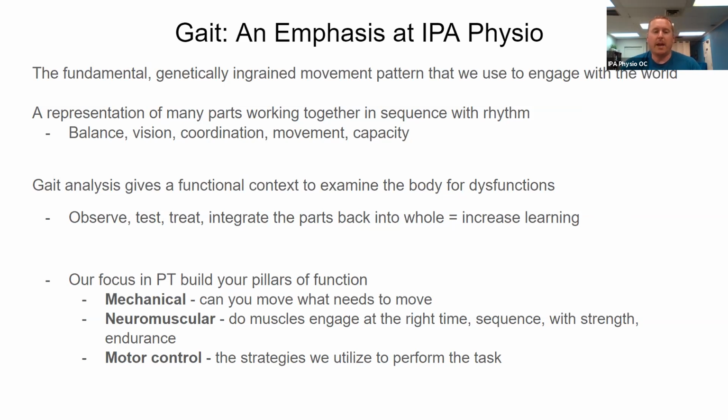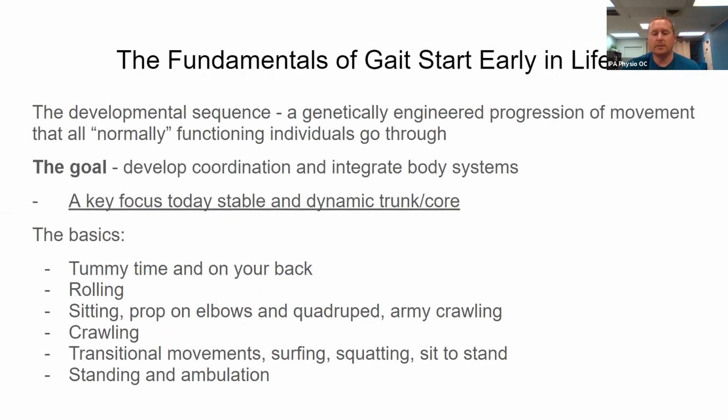Now, if we take mechanical and neuromuscular on particular areas, and then we take that newfound capacity and we look at more combined movements or the strategies at which we move through space. Just because you have good mechanics and good firing muscles doesn't mean that you're using a strategy that allows you to access those parts of your body. So that's why we look at motor control, and gait is a big piece of our motor control study at IPA Physio. So why do we look so much at gait?